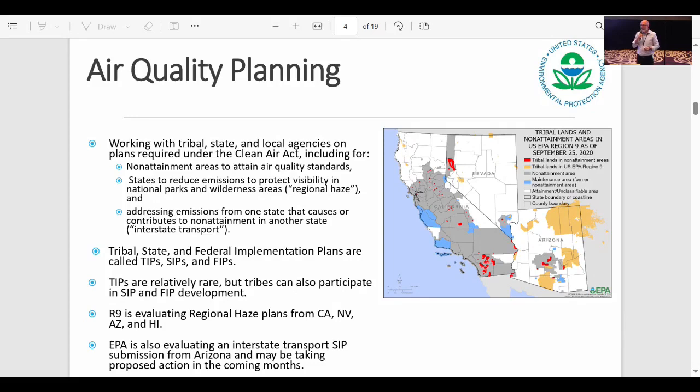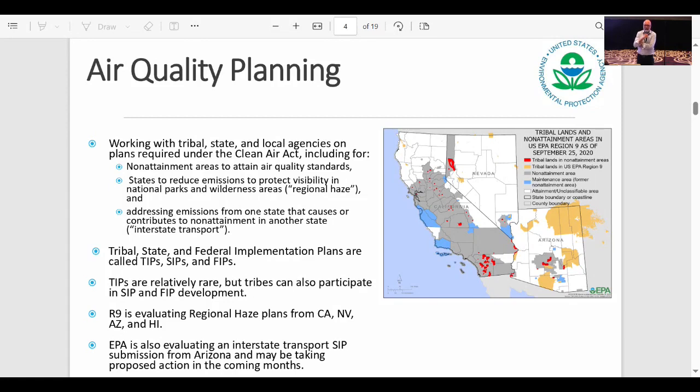For example, if you're non-attainment for ozone, like the Phoenix non-attainment area and Salt River, then that area has to develop a plan to come into attainment. That plan can take several years. There'll be an attainment date, the time by which you have to show that you can attain. And if you can't, there are implications to that as well. But that's really what attainment planning is.